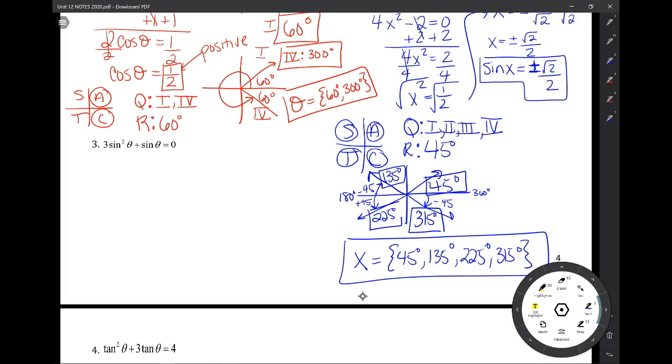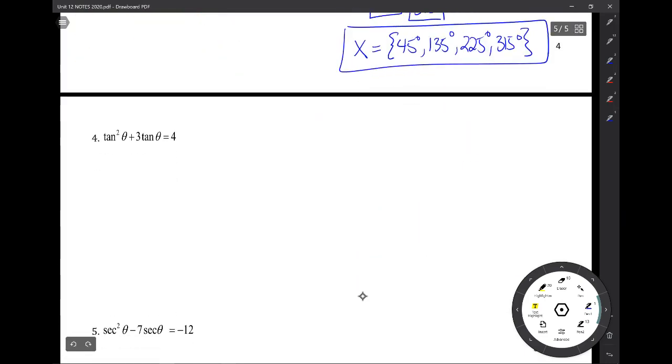All right, let's step it up, make this a little bit more complicated. We are going to use a let statement again on this one. So let's let x equal tan theta. If we let x represent tan theta, I'm going to replace tan squared with x squared plus 3x equals 4.